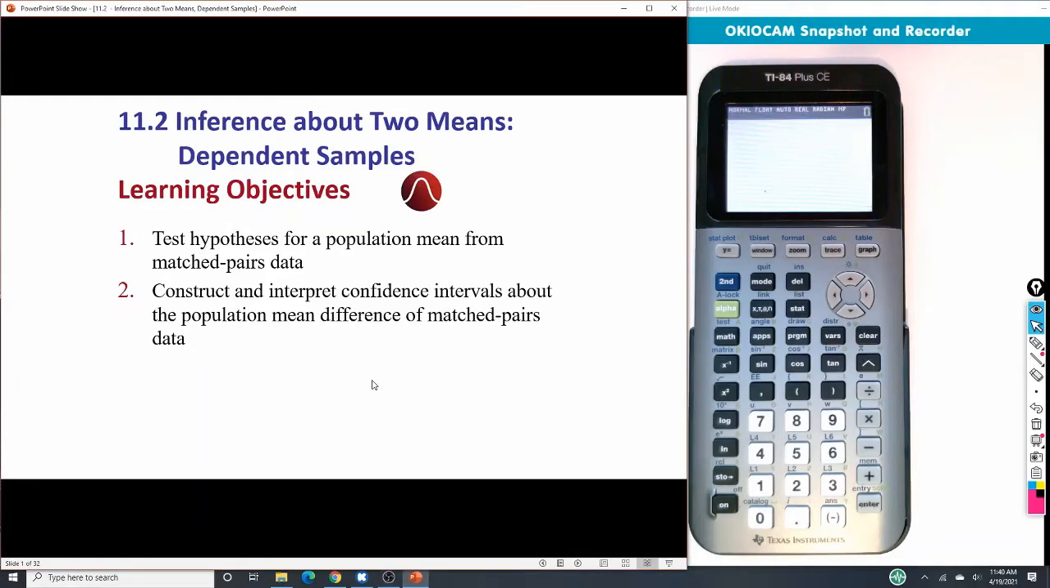All right, 11.2 inference about two means. So as always, we're going to work through all of our different pieces. Proportion we did in 11.1. We look at means and then standard deviation. But we do have to separate the means into dependent and independent sections. So we want to look there at those pieces.